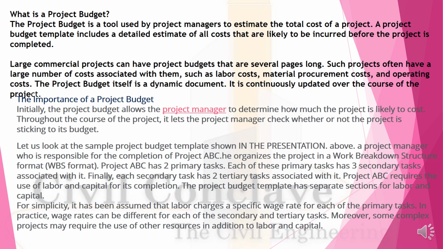A project manager is responsible for the completion of the project ABC. He organizes the project in a work breakdown structure format. Project ABC has two primary tasks. Each of the primary tasks has three secondary tasks associated with it. Finally, each secondary task has two tertiary tasks associated with it. Project ABC requires the use of labor and capital for its completion. The project budget template has separate sections for labor and capital.